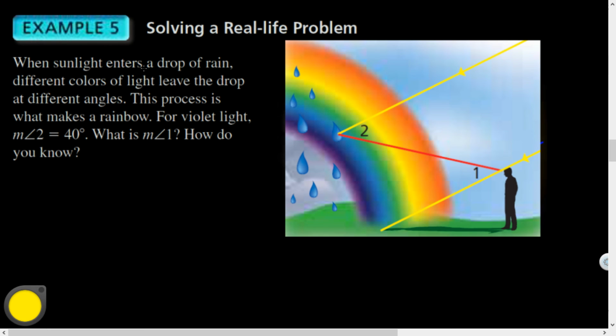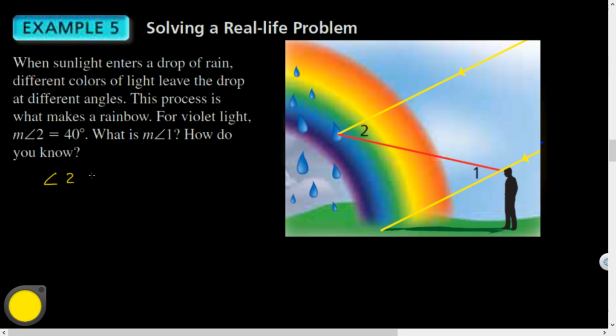So it says, when sunlight enters a drop of rain, different colors of light leave the drop at different angles. This process is what makes a rainbow. For violet light, the measure of angle 2 is 40 degrees. What is the measure of angle 1? And how do you know?